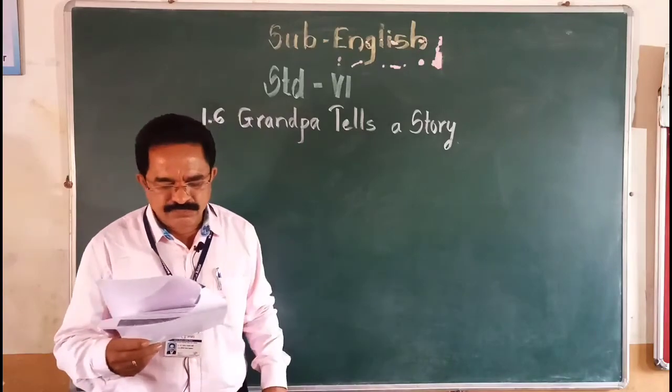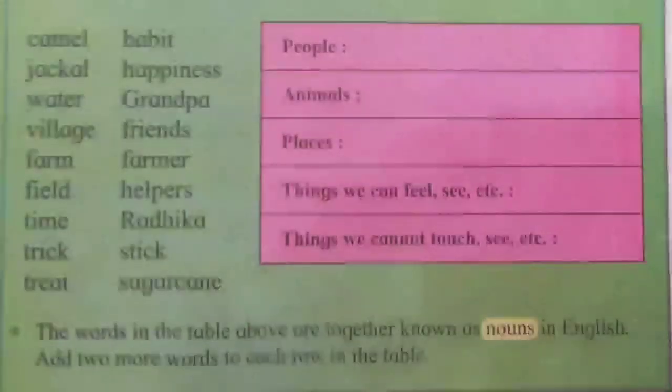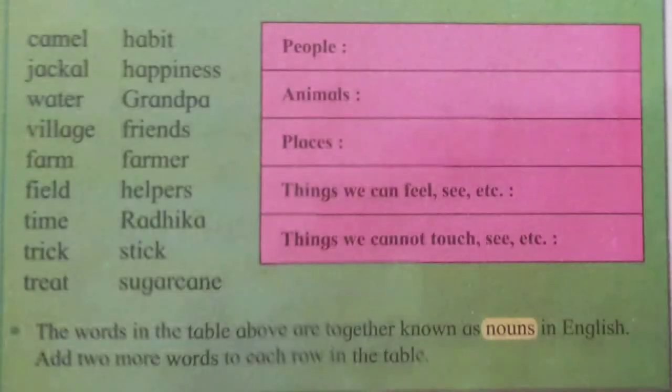In this question, the words are given. Read the following words and then put them in the proper row in the table. Camel, jackal, water, village, farm, field, time, trick, treat, habit, happiness, grandpa, friends, farmer, helpers, Radhika, Steve, sugarcane. These are nouns. You know very well. Noun means any name of a place, thing or object. So these are the nouns.